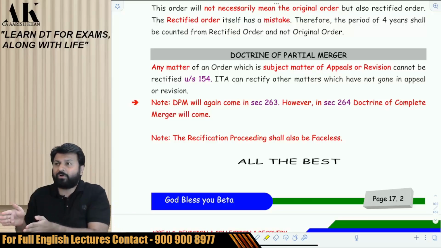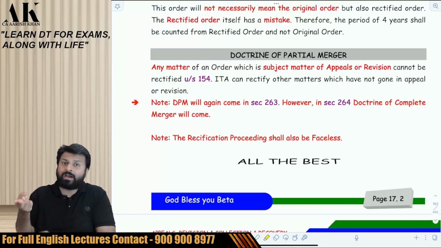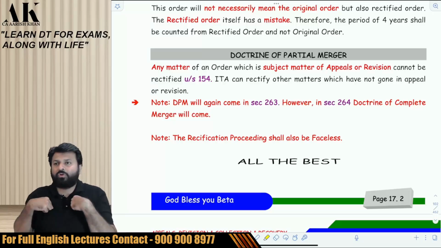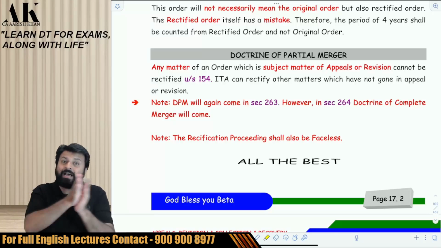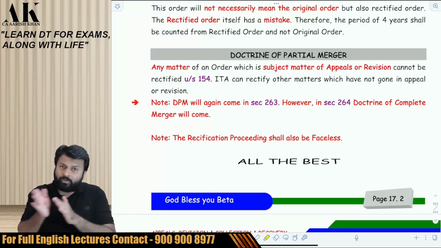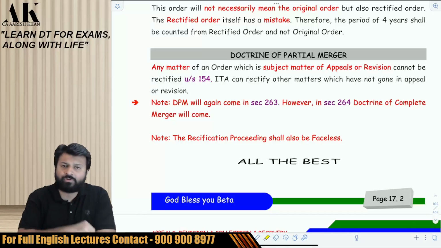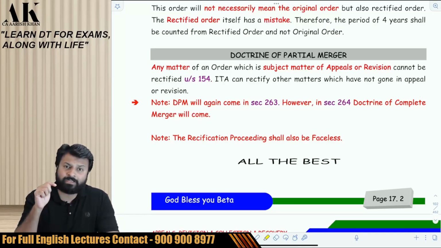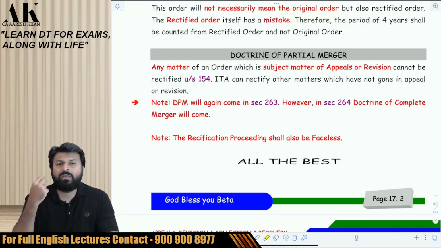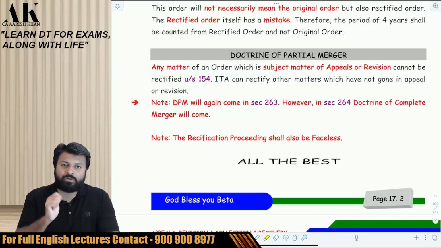Suppose there is an assessment order in which there are 10 items, out of which 2 are appealed by you. You have only appealed 2 out of it, 8 are not appealed. So for those items which are already appealed in a higher authority or for which you already filed a revision application, you cannot make a rectification for those particular 2 items. You can make rectification for the other 8 items. Okay. This is known as the doctrine of partial merger, and it is very important, and it comes at 2 places under income tax law. Once in 154, once in 263 also later, and in one section, under section 264, there is a concept of complete merger, the doctrine of complete merger.